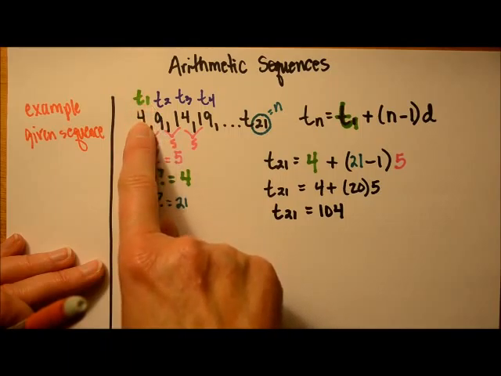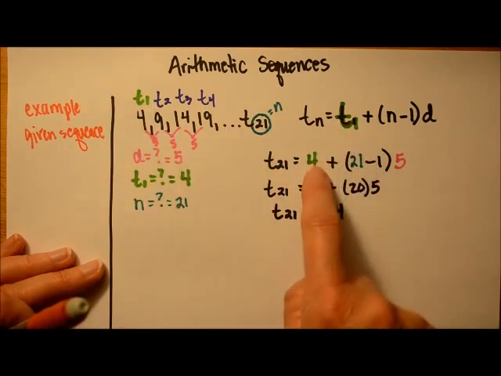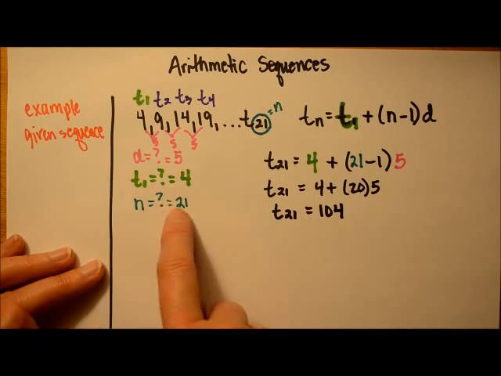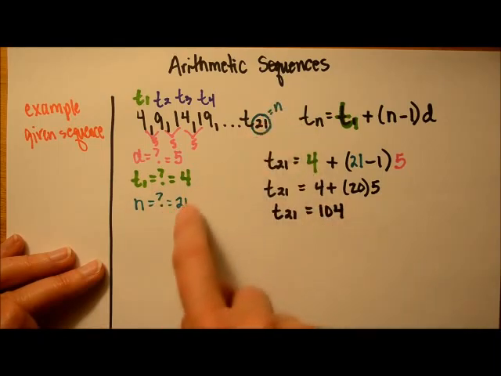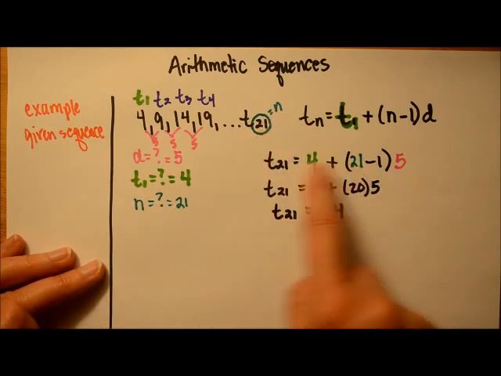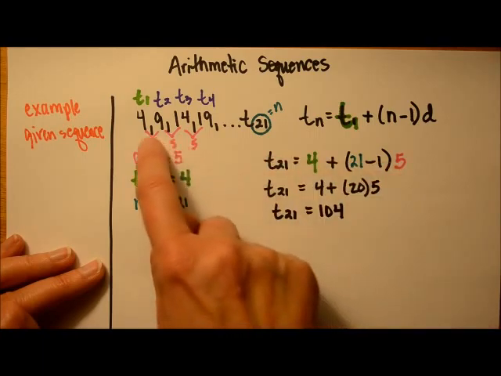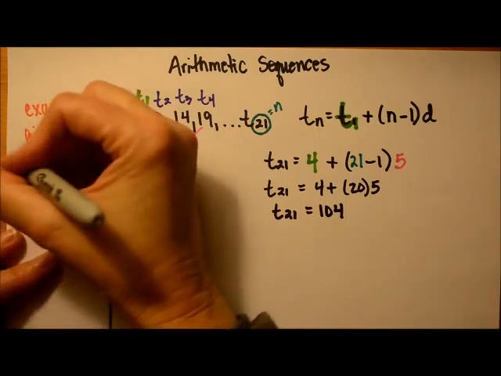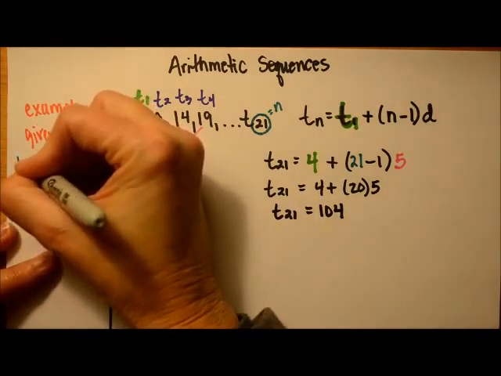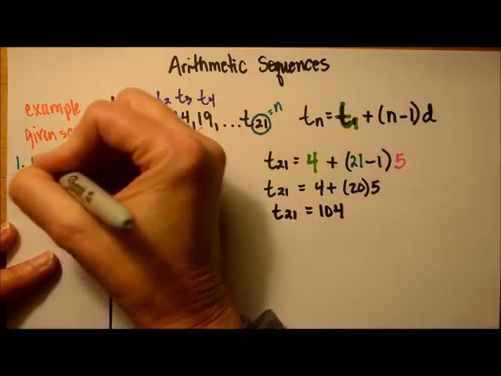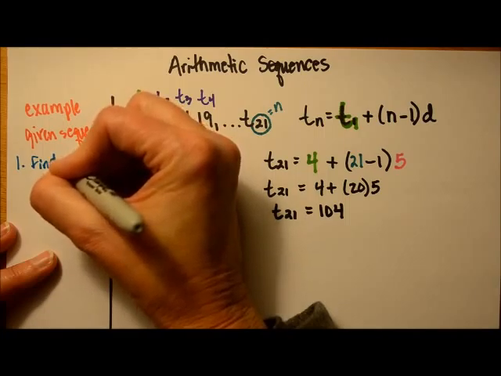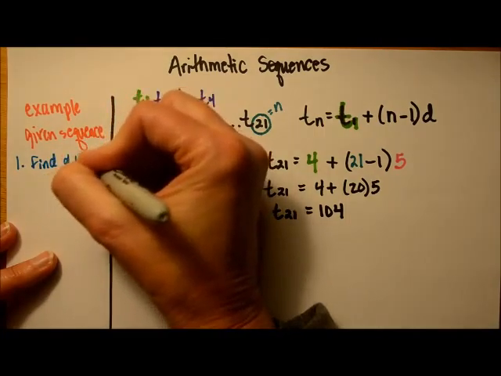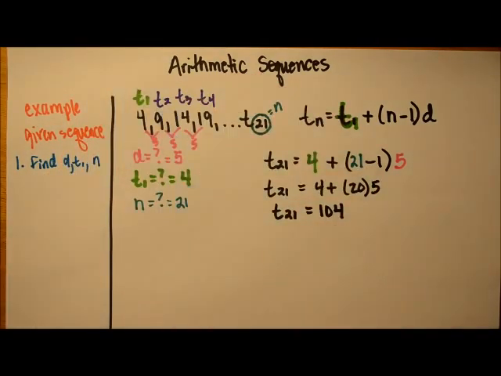T1 is coming from term 1. That goes right in here. 21 is coming from the N that they want me to find. And that difference is coming from the difference in the sequence. So if they give you a sequence, it's pretty simple, pretty straightforward. But here's the one. You're going to have to find these things. Find D, T1, and N. You're going to need all three.